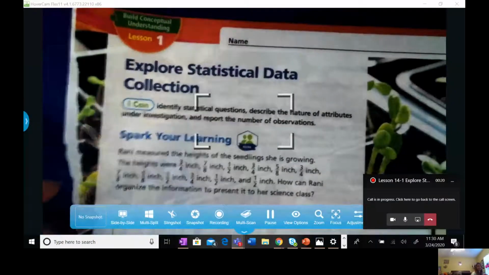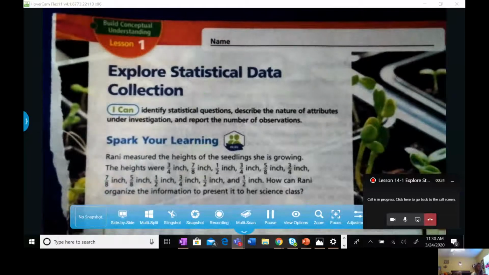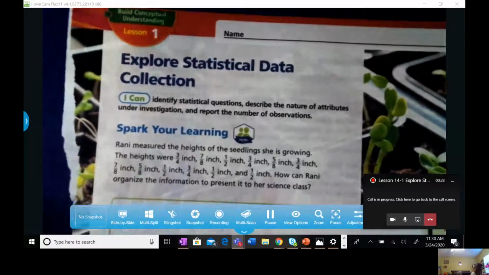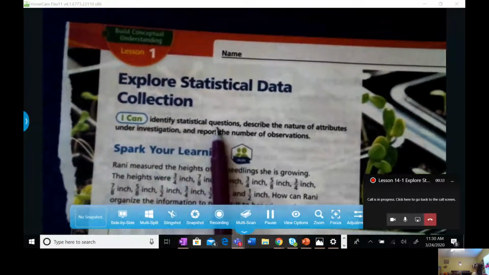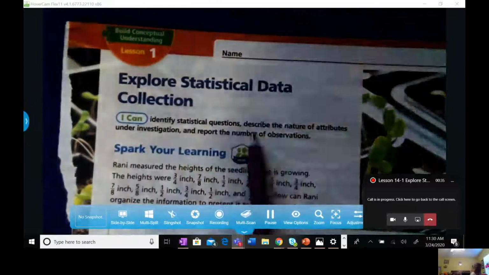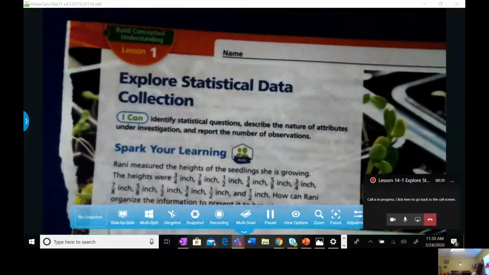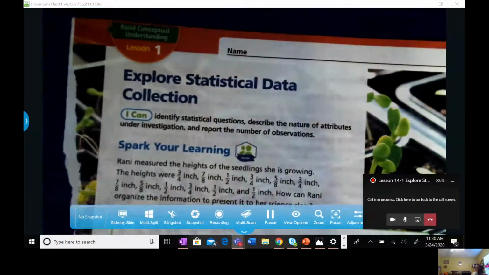So this is lesson 14.1, and it is called Explore Statistical Data Collections. So we are going to look at the objective. Students will be able to identify statistical questions, describe the nature of attributes under investigation, and report the number of observations. All right, so the Spark Your Learning.